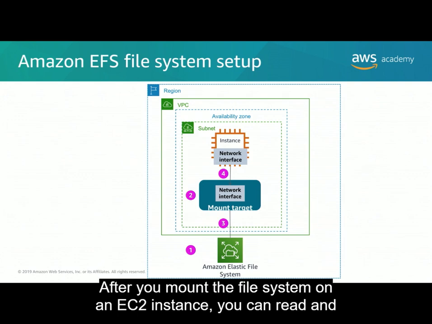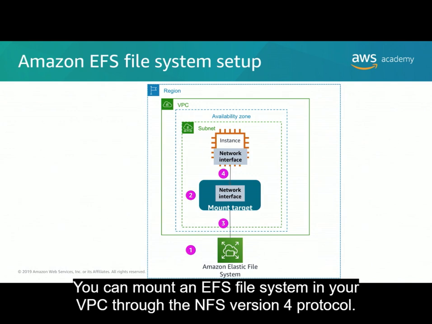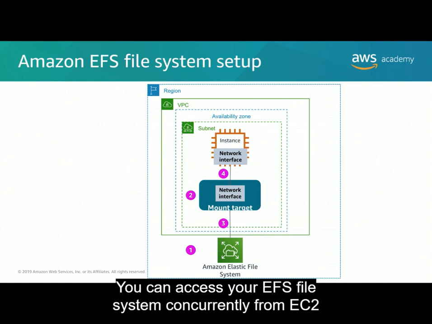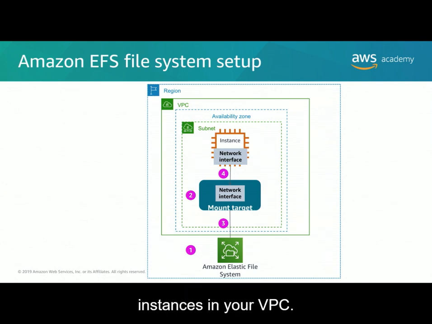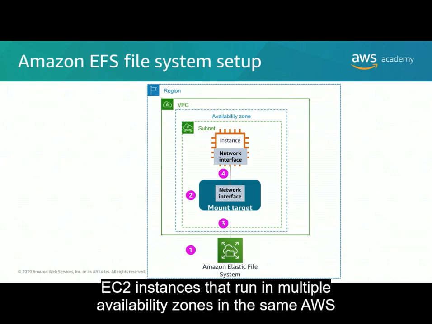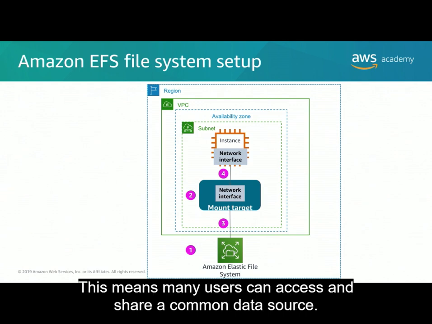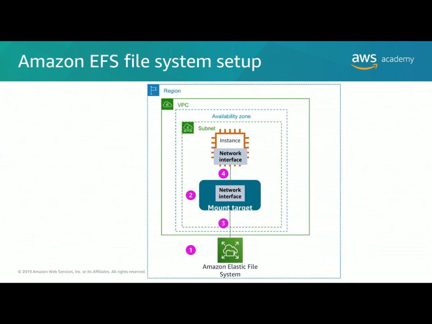After you mount the file system on an EC2 instance, you can read and write data to and from your file system. You can mount an EFS file system in your VPC through the NFS version 4 protocol. You can access your EFS file system concurrently from EC2 instances in your VPC. Applications that scale beyond a single connection can access a file system. EC2 instances that run in multiple availability zones in the same AWS region can access the file system. This means many users can access and share a common data source.